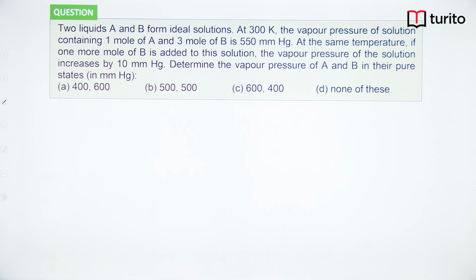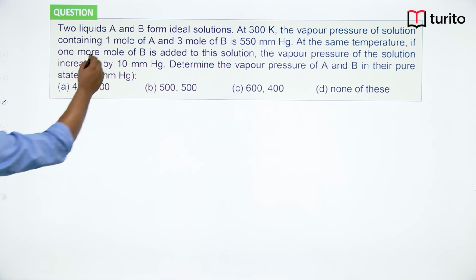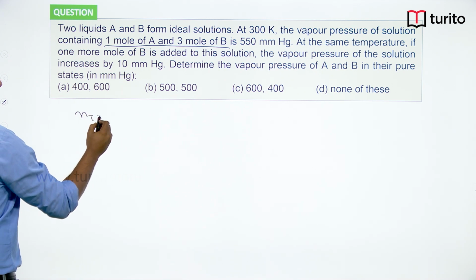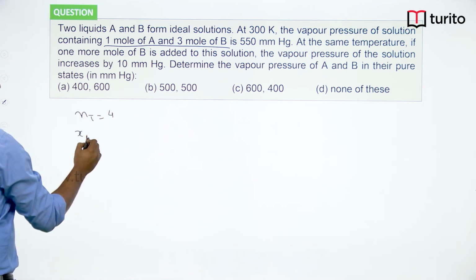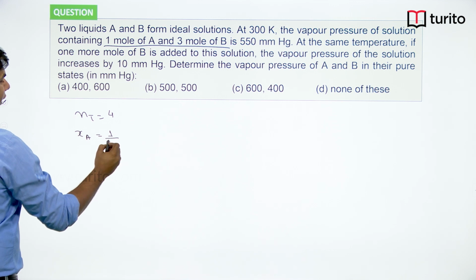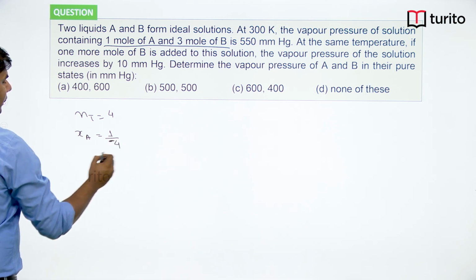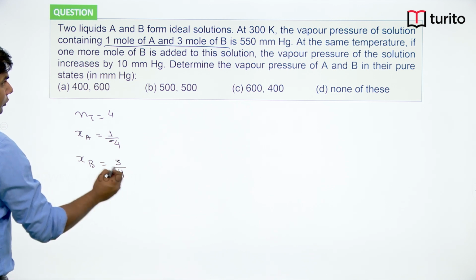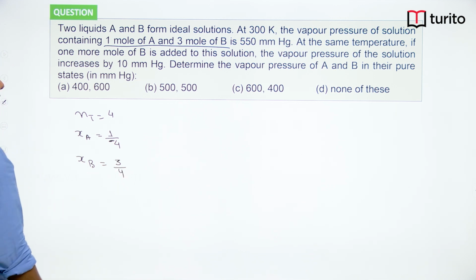Okay, just do it quickly. We have been given the number of moles of A and the number of moles of B. So the mole fraction of A would be 1 by 4, and the mole fraction of B would be 3 by 4, because 1 mole of A and 3 moles of B are given. So total moles initially was 4. Mole fraction of A would be number of moles of A divided by total moles, and mole fraction of B would be number of moles of B upon total moles. We have to find the vapor pressure of pure A and B.